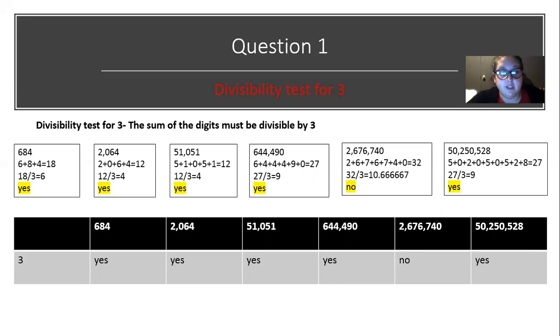We've got 2,064, and 2 plus 0 plus 6 plus 4 is 12. So again, 12 divided by 3 is 4, so we get a yes on that one.